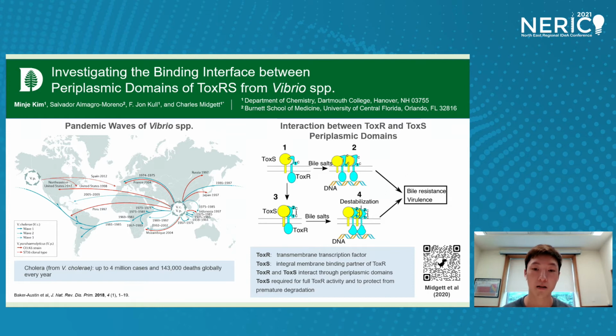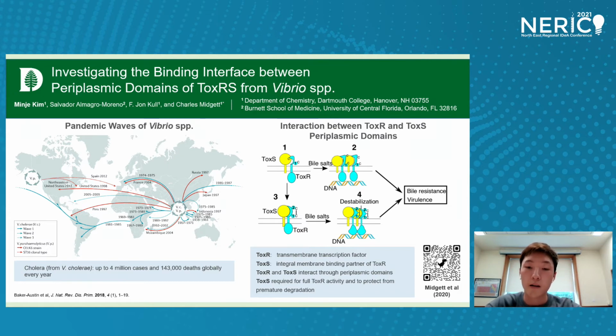ToxR is a transmembrane transcription factor, and ToxS is an integral membrane binding partner of ToxR. ToxR requires ToxS in order to be fully active for virulence gene expression. It's also necessary to protect ToxR from premature degradation. And the ToxRS complex is important to understand the virulence of these bacteria.